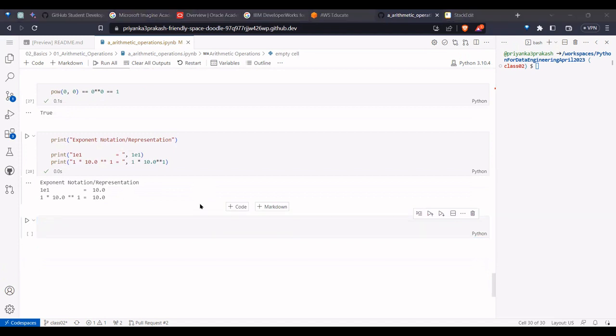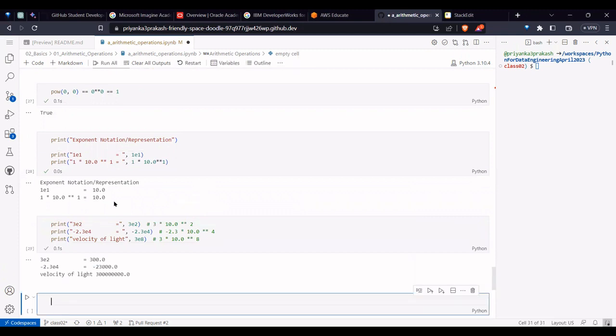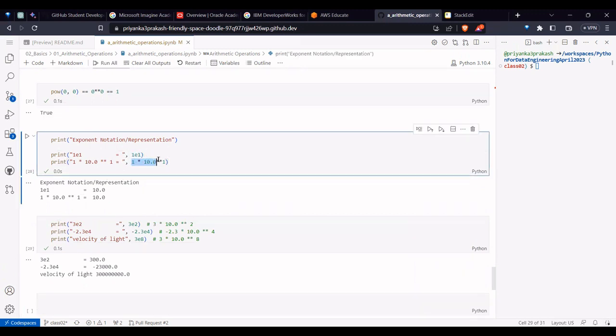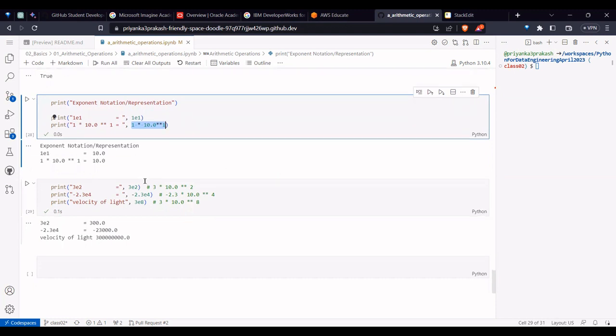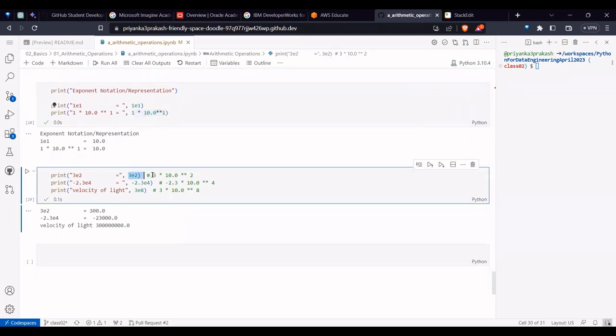So the real world examples of these notations are like this. If you go for the speed of light, the velocity of light, or something similar, you represent it like this. How this works is 1e1 means 1 into 10 to the power of 1. That is the representation. This has nothing to do with Python. These are all typical math, which is already there. So 3e2 means 3 into 10 to the power of 2. Minus 2.3e4 means minus 2.3 into 10 to the power of 4. And 3e8 means 3 into 10 to the power of 8. The exact speed of light may not be exactly 3 into 10 to the power of 8.